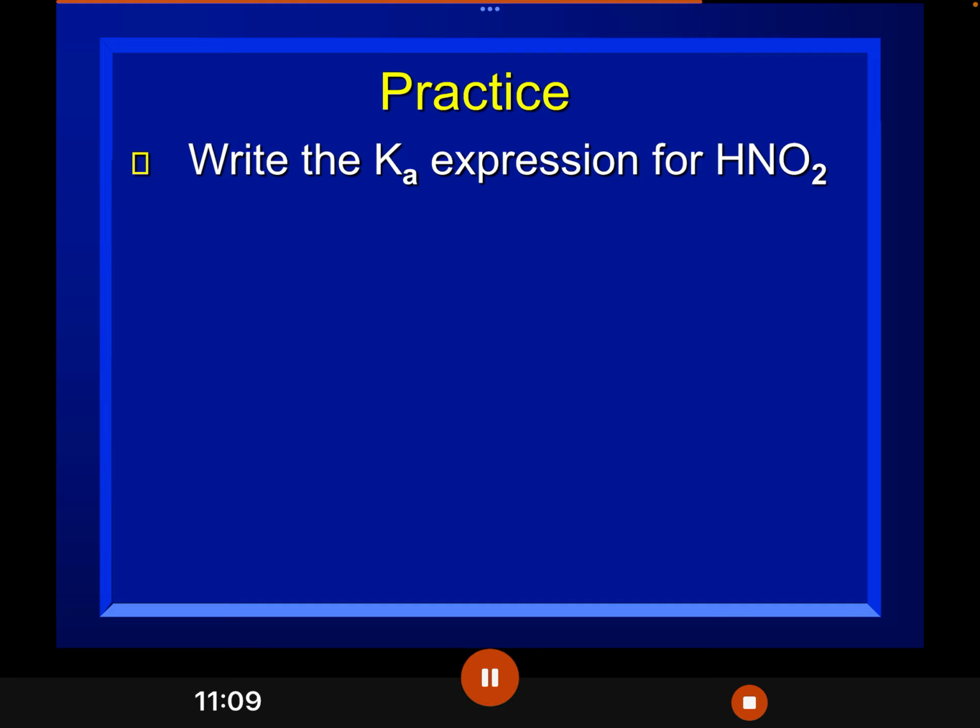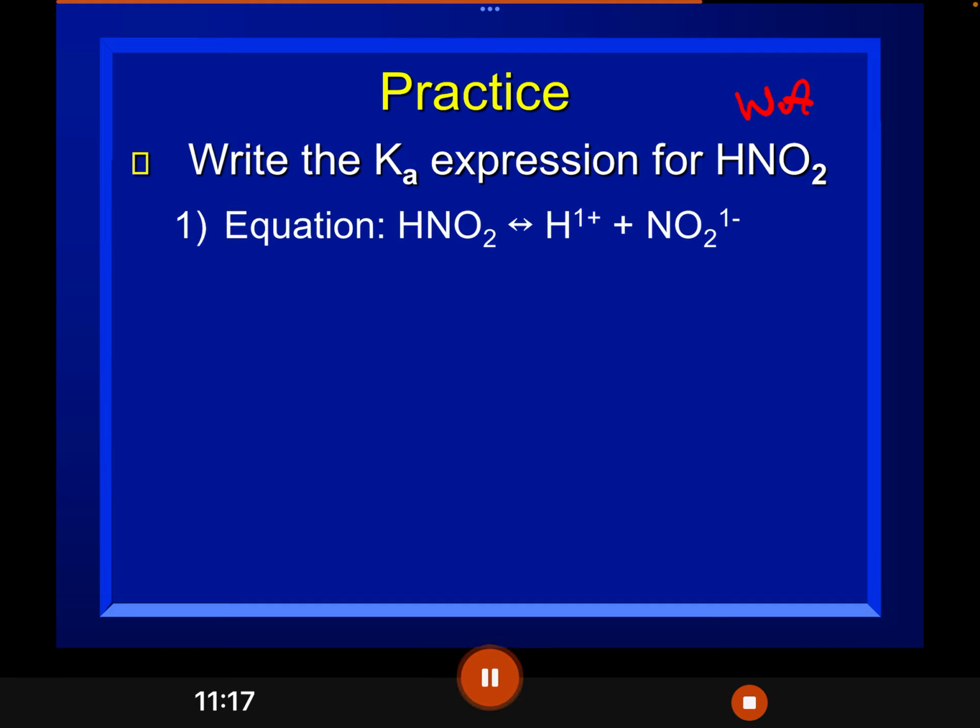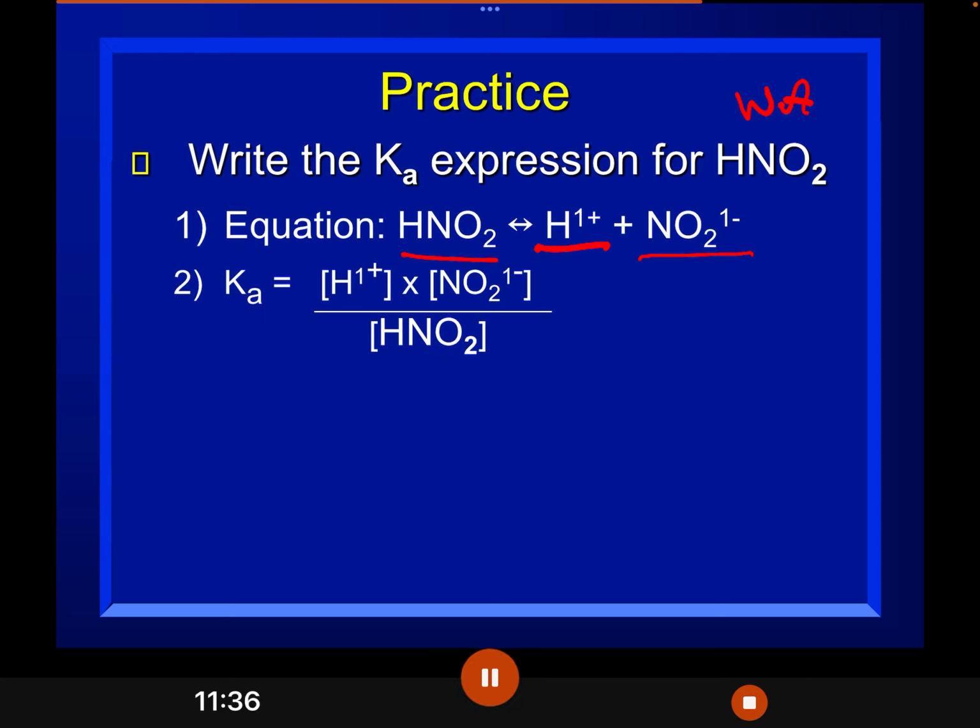Writing the Ka expression for HNO2. This is a weak acid because it's not on your list. So when this dissociates, it's going to dissociate as follows. Please note the double arrow, H plus and NO2 minus. This is the first step. Whenever you're writing any of these, I always start by writing out my equation. Then the next step is I write out my Ka expression. So there's the Ka expression.